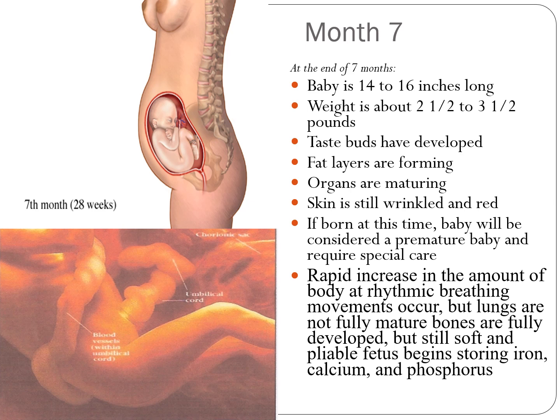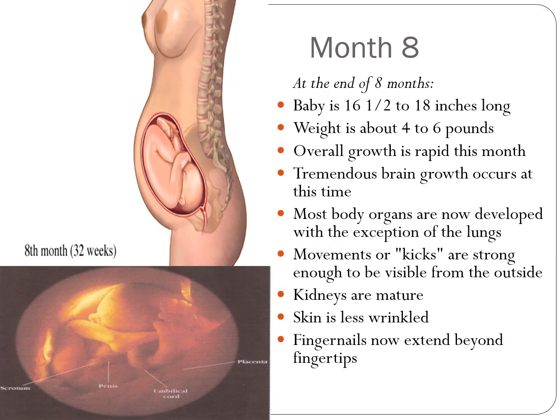Rapid increased amount of body fat and rhythmic breathing movements occur, but the lungs are not yet fully matured as I mentioned. Bones are fully developed but still soft. The viable fetus begins storing iron, calcium, and phosphorus at 7 months or 28 weeks. 8 months, okay, or 32 weeks.